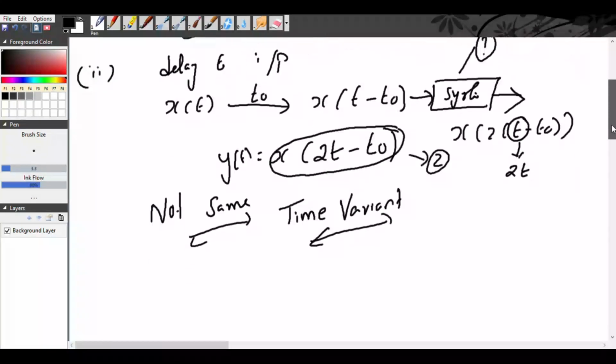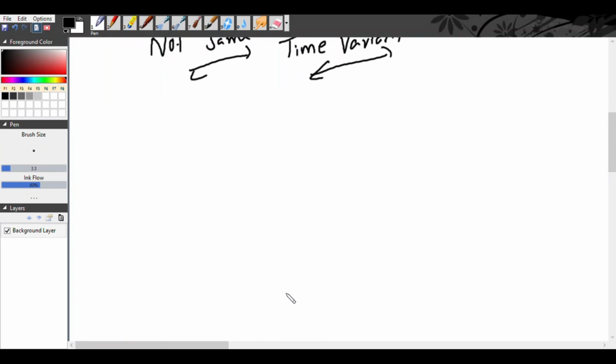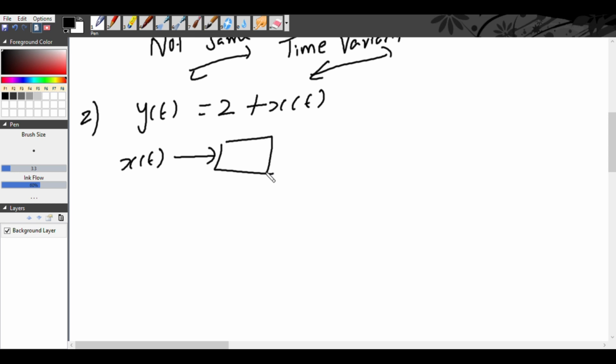Let's try to solve another problem. y of t is equal to 2 plus x of t. So what is the nature of the particular system? x of t we are providing to a system. The nature of the system is to add 2 with respect to the input. Right? So this is the nature of the system.